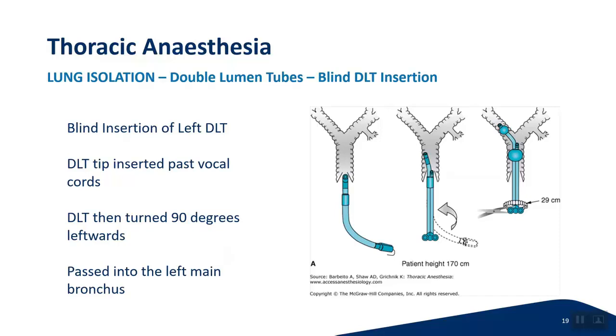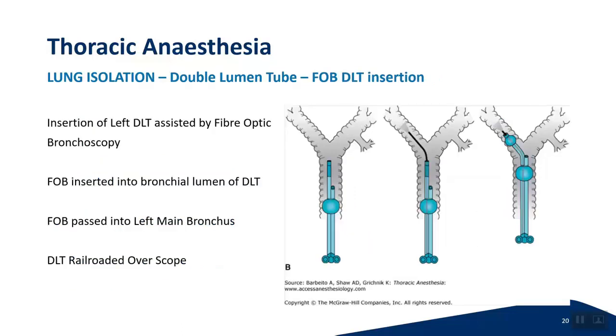The endobronchial tip is inserted beyond the vocal cords and the stylet is removed. The tube is then rotated 90 degrees clockwise or counterclockwise depending on the side of placement. The tracheal cuff is then advanced into the trachea, beyond the glottis until resistance is encountered. This is blind insertion of DLT.